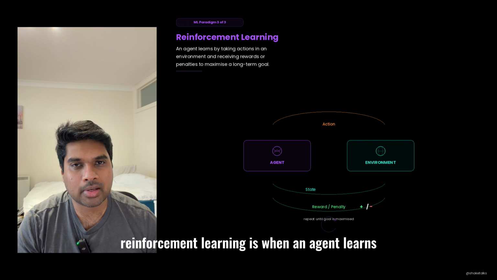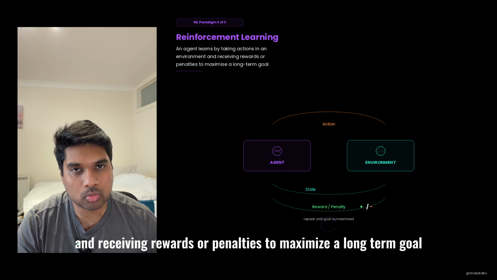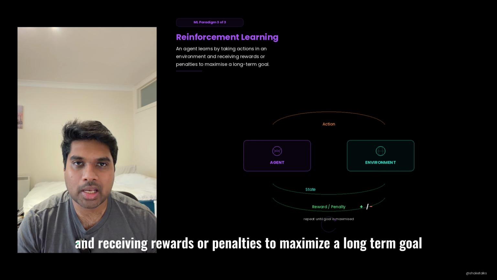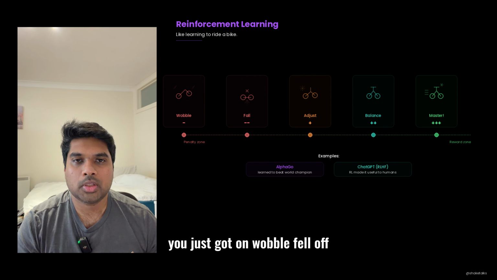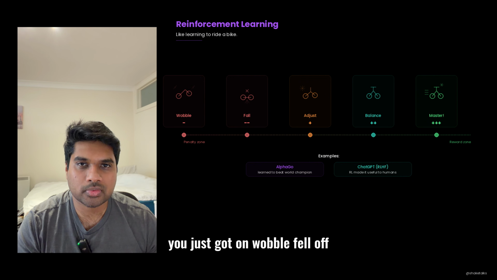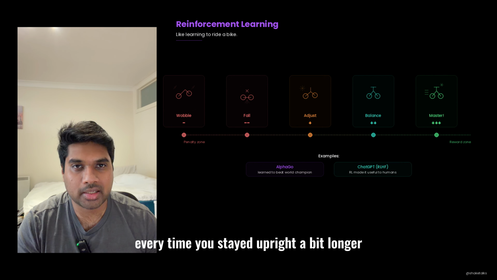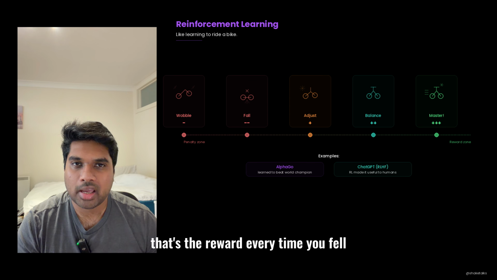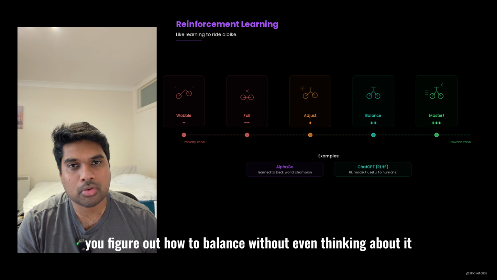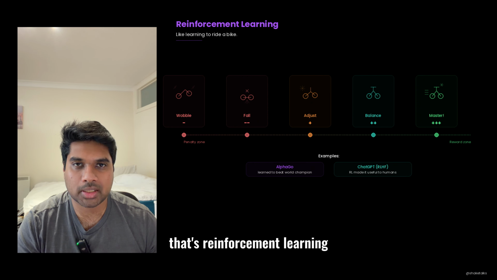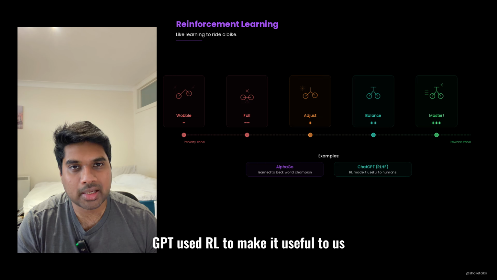Number 5 is reinforcement learning. Reinforcement learning is when an agent learns by taking actions in an environment and receiving rewards or penalties to maximize a long-term goal. Think of how you learn to ride a bike. Nobody handed you a textbook. You just got on, wobbled, fell off, adjusted your balance, tried again. Every time you stayed upright a bit longer, that's the reward. Every time you fell, that's the penalty. Eventually you figure out how to balance without even thinking about it. That's reinforcement learning. Examples are AlphaGo, and even ChatGPT used RL to make it useful to us.